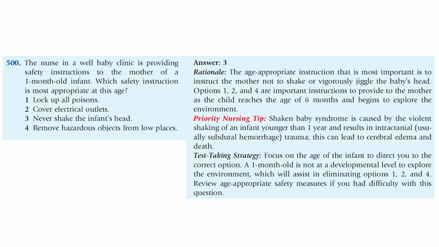Answer: 3. Rationale: The age-appropriate instruction that is most important is to instruct the mother not to shake or vigorously jiggle the baby's head. Options 1, 2, and 4 are important instructions to provide to the mother as the child reaches the age of 6 months and begins to explore the environment.